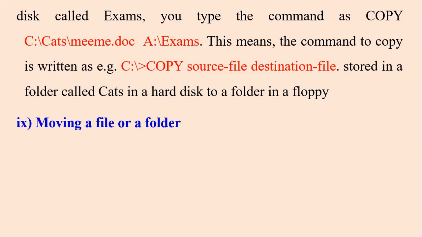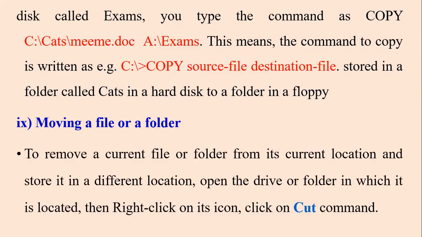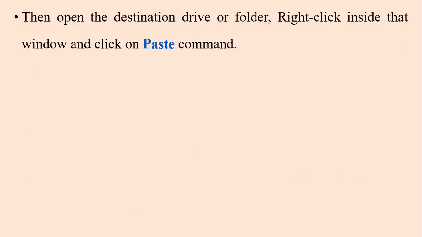How do you move a file or a folder? To remove a file or a folder from its current location and store it in a different location, open the drive or folder in which it is located, then right-click on its icon and click on the cut command. Then open the destination drive or folder, right-click inside that window and click on the paste command.